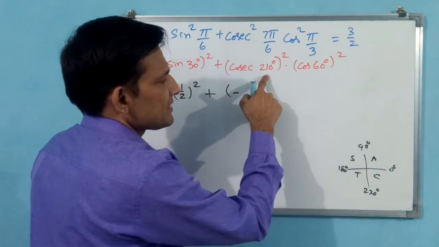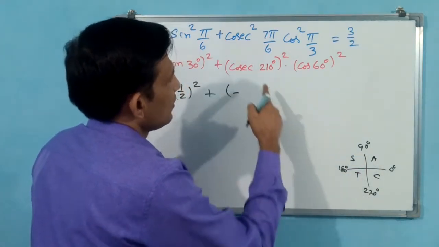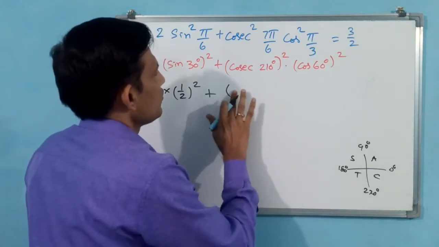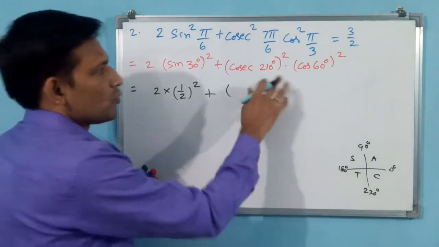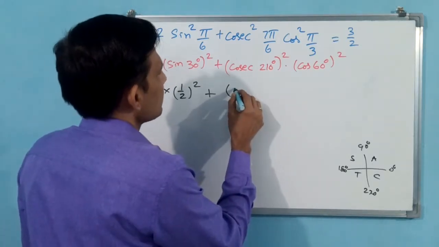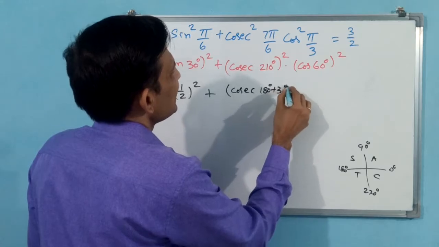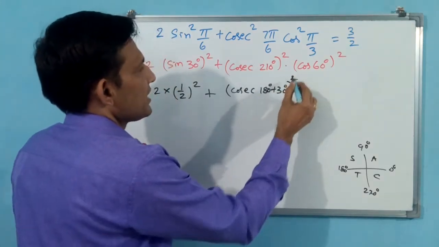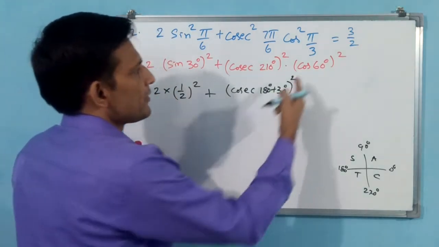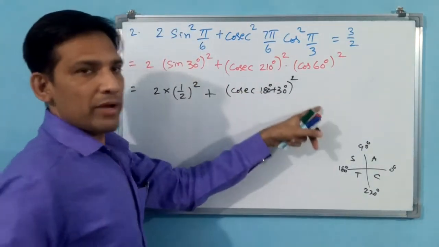Then see, what is this angle 210? Wait, you have to convert this first. 210 directly, how can you write? 180 plus 30. You write 180 plus 30. Cosecant of 180 degree plus 30 degree whole square. Okay, in the next term we will do. Cos 60 is how much? Cos 60 is like sin 30 only, 1 by 2 whole square.